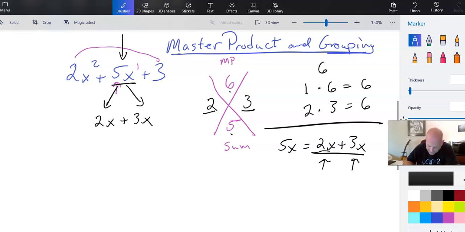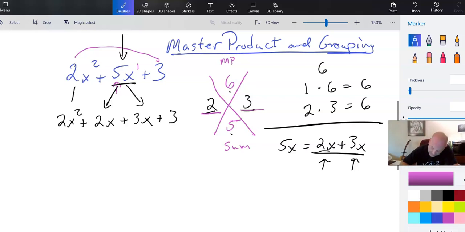Then we put everybody back: 2x squared plus 2x, and then 3x plus 3. You notice we have 4 terms now, and if we have 4 terms, that means I can use grouping, or at least I can try. If I have the correct numbers here, this will work. If those numbers do not exist, if you've gone through every factor of 6 and none of them work, then that means the polynomial is prime and it doesn't factor at all.